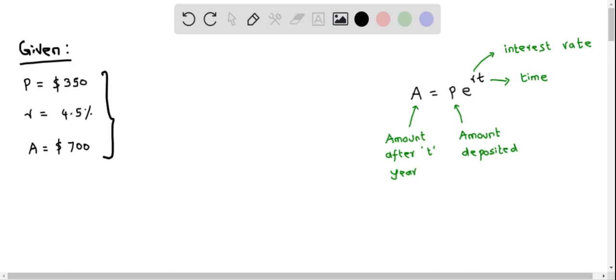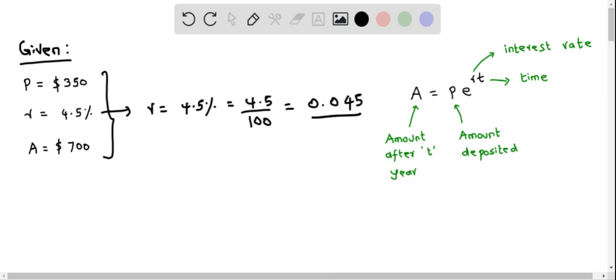So here we are given that P is $350. That is, the amount deposited at the beginning is $350, and the interest rate r is 4.5%. So first, let's convert this interest rate into decimals. So 4.5% equals 4.5 divided by 100. We replace percent by divided by 100. So this equals 0.045 in terms of decimals. So we converted the rate in percent to decimals, that is 0.045.